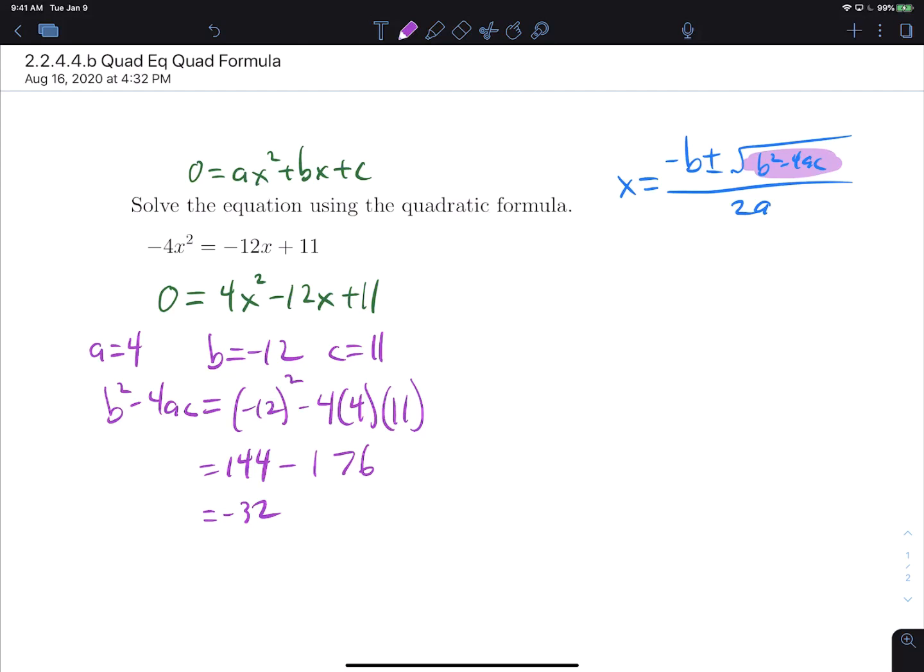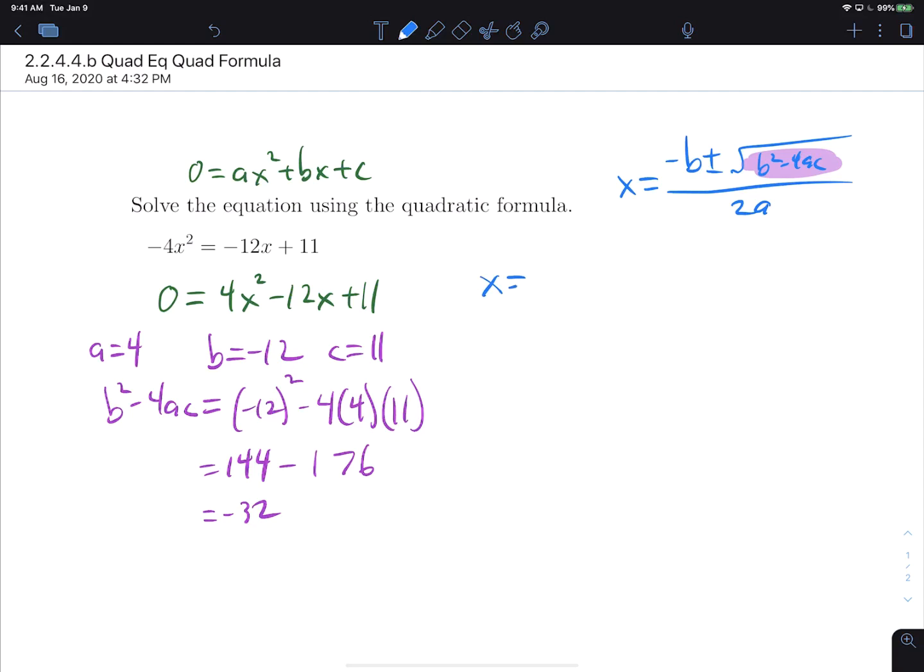Now that we know that is negative 32, I want you to take a moment here. Because the discriminant is negative, we're going to have the square root of a negative number. And remember, square roots of negative numbers give us imaginary numbers, in other words, non-real complex numbers. So for our answer, we're going to have 2 complex conjugates for our solutions. Alrighty, so let's see how.